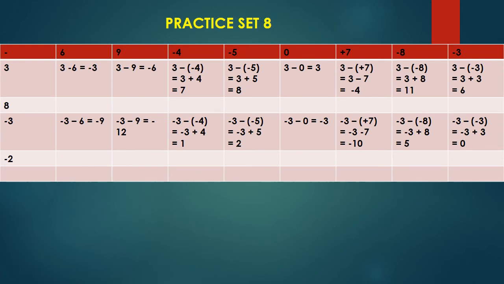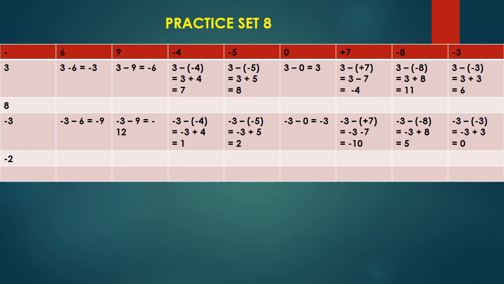Minus 3 minus 0 we will have minus 3. Minus 3 minus plus 7. So plus minus becomes minus. So minus 3 minus 7. Then minus minus becomes the plus. So 7 plus 3 is equal to 10. But it will have the larger integer's sign, because 7 is the larger integer and it has a minus sign. So we give the minus sign to the answer also.